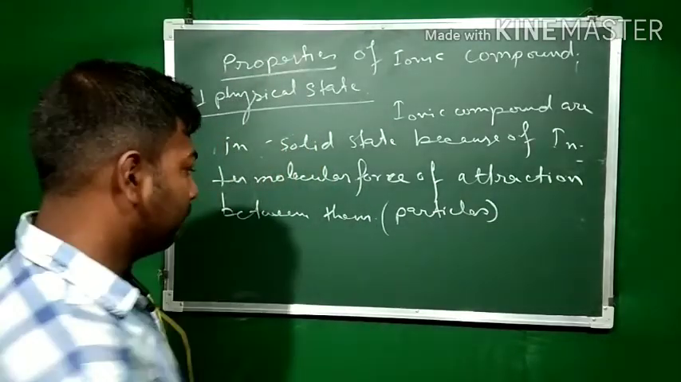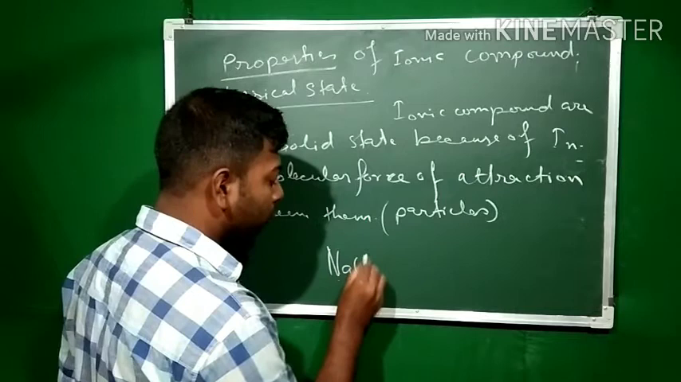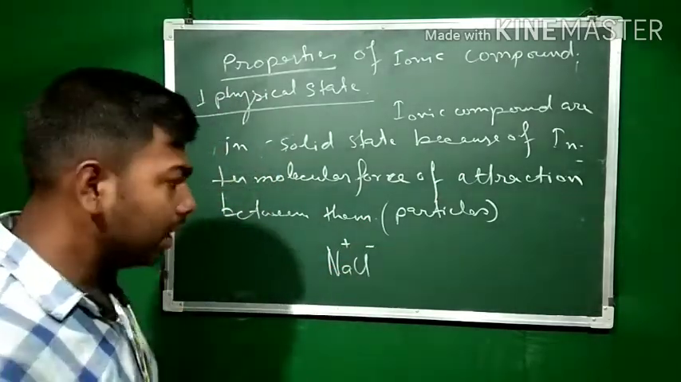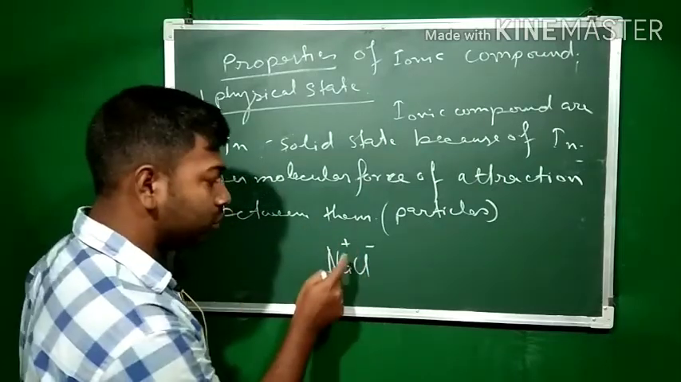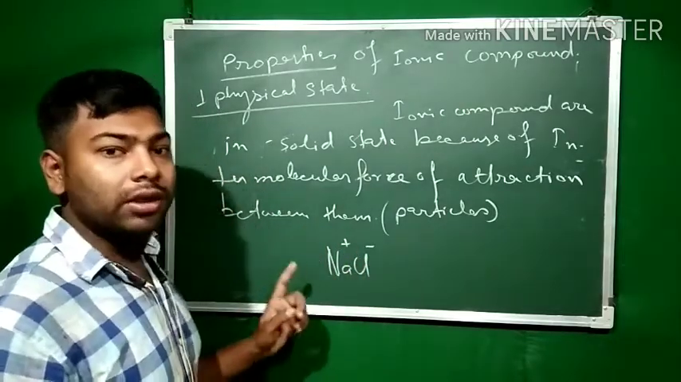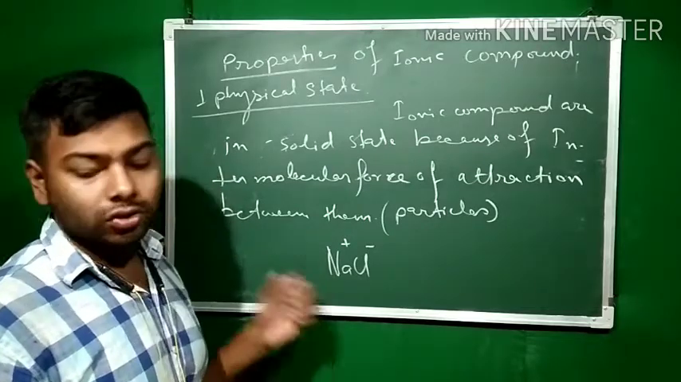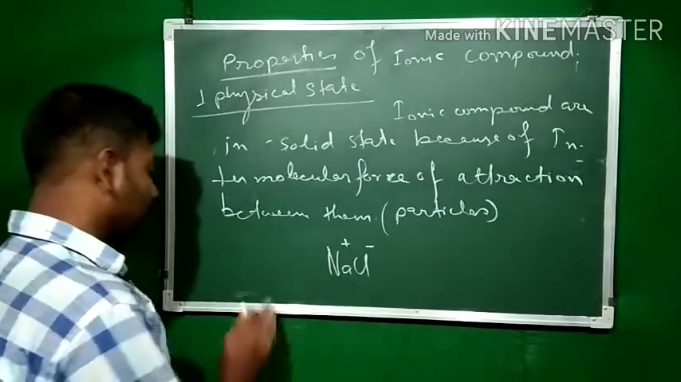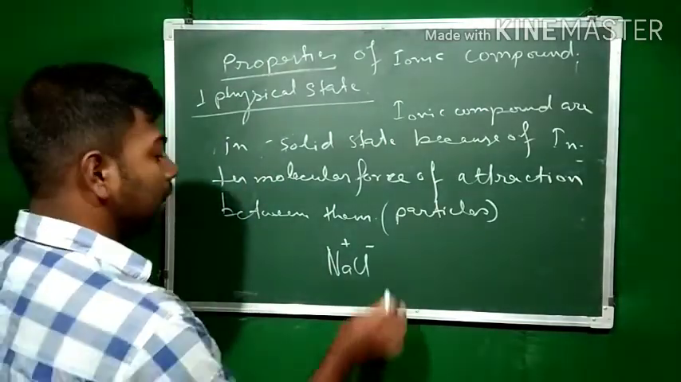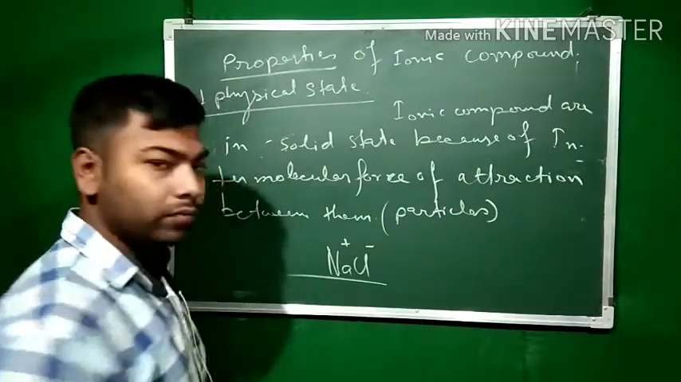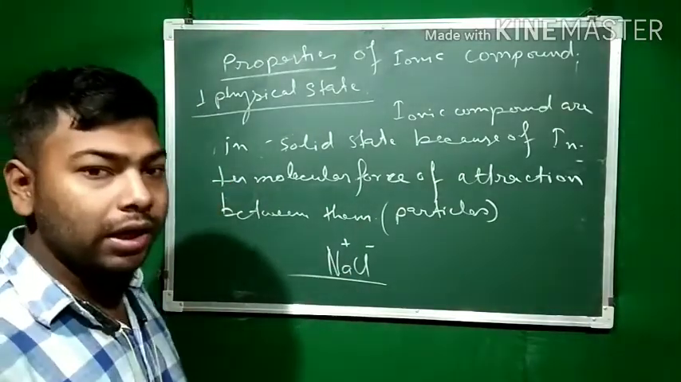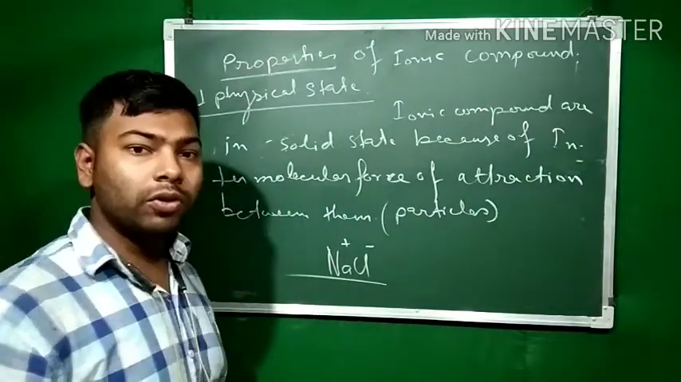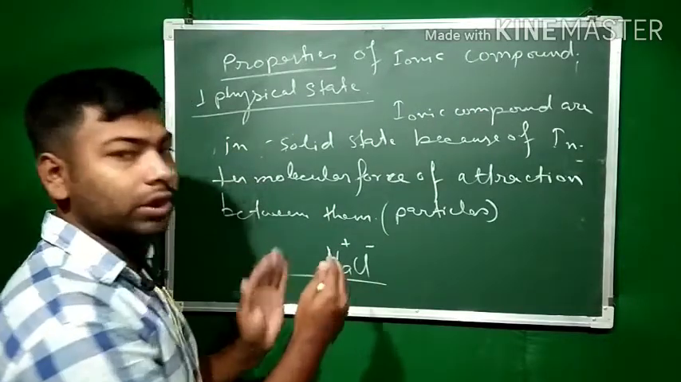Now see how. Suppose we are taking the example of sodium chloride. Due to this positive charge and negative charge, there is a strong force of attraction between the sodium and chlorine. That's why these are solid. Now if you want to break this one, if you want to break sodium chloride, then we need to apply a very high amount of force to this, because it is strongly bound together.